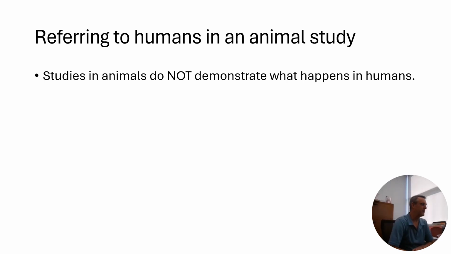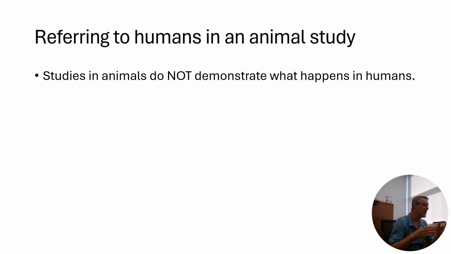Right, I had this happen a number of times. Well, this figure, this could be in the justification, it could be in the explanation of the data, but it talks about, hey, this is what's happening in humans. What? This is an animal study or a cell culture study, neither of which is in humans, and they are not directly applicable to humans.